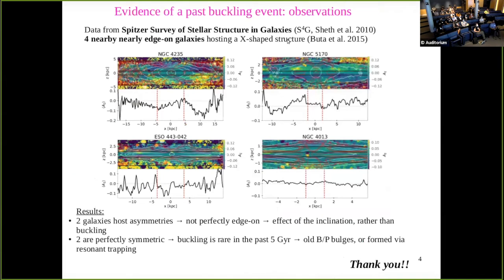We then apply our diagnostic to a small sample of early-type galaxies, which host a BP bulge and which are observed within the Spitzer Survey of Stellar Structure in Galaxies. We do find two asymmetric galaxies and two symmetric ones. Actually, we demonstrated that the asymmetry in the two asymmetric galaxies is due to inclination effects rather than a past buckling event. So our result is that we do not find a clear evidence of a recent buckling event in the analyzed galaxies.